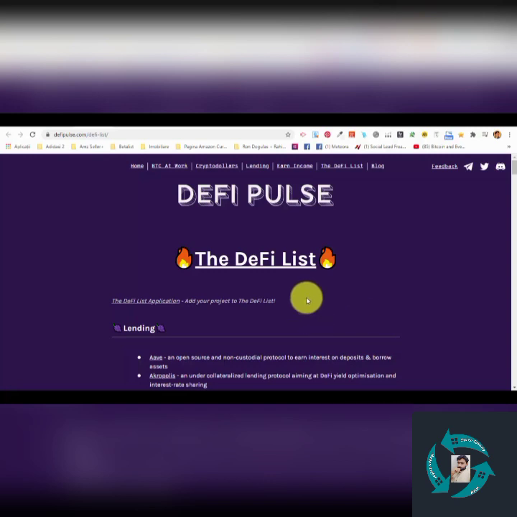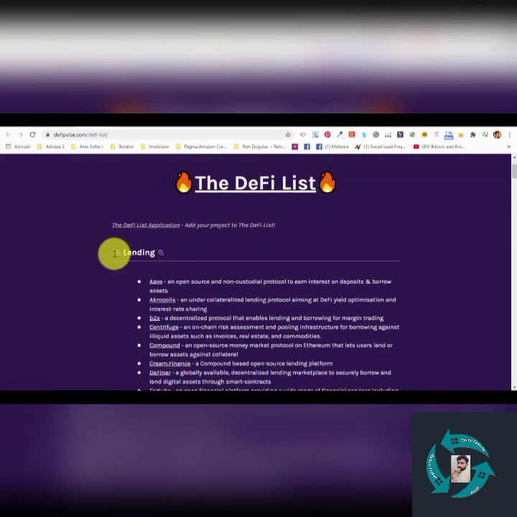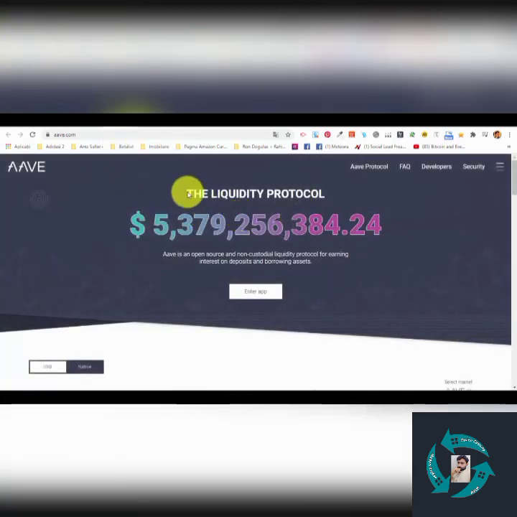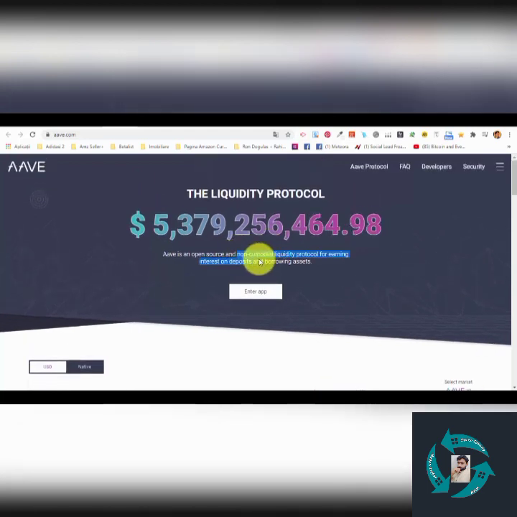Okay, so we have decentralized finance Pulse, and if we scroll down here, for example, we see, for lending, projects which are dedicated to lending: Aave, Acropolis, Centrifuge, Compound. Let's just have a look at Aave, which is one of the most popular. Basically Aave is a liquidity protocol. I think the number here is $5 billion that is locked through this protocol.